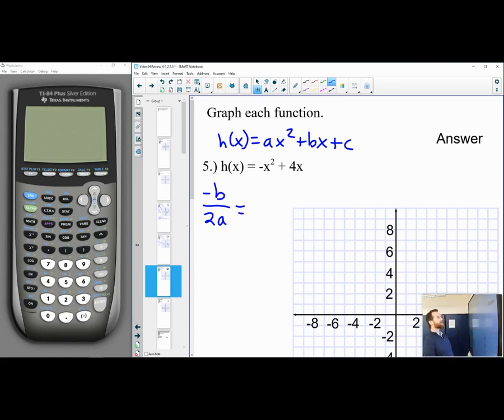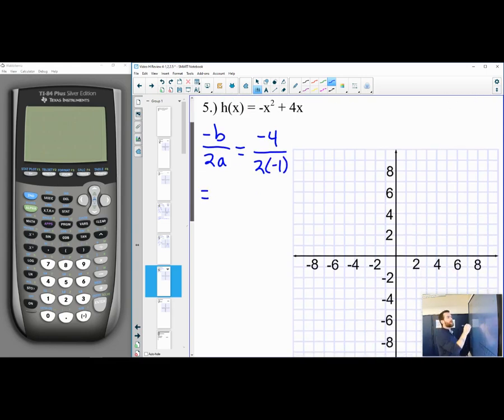Let's think. Negative b, that would be a negative 4, because b was a positive 4. And 2a, that would be 2 times our a value right there. That's a negative 1. 2 times negative 1. Then we simplify. We get negative 4 divided by 2 times negative 1 is negative 2. Negative divided by negative becomes positive. 4 divided by 2 becomes 2.